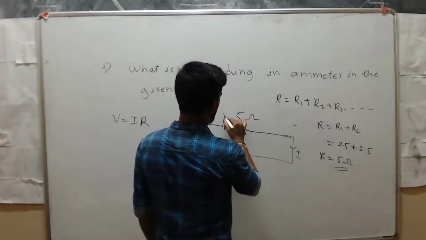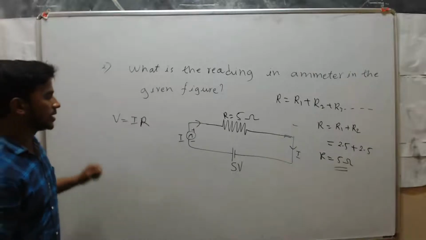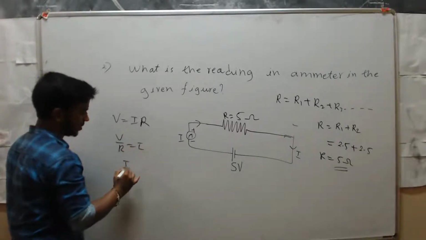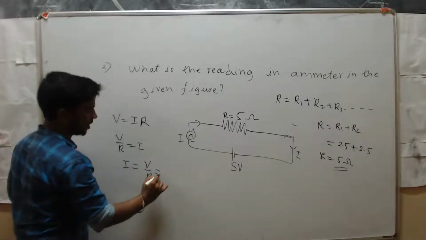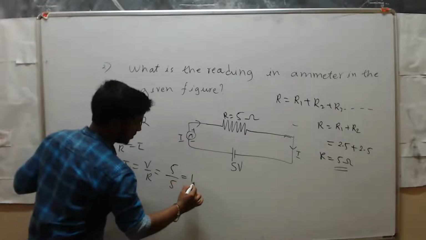Now R is equal to 5 ohm. Yes, calculate the current. So we need current, and we bring down this side: V by R equals I, or we can write I is equals to V by R. What is the V value? That is 5 volt. The R value is 5, so that is 1 ampere.